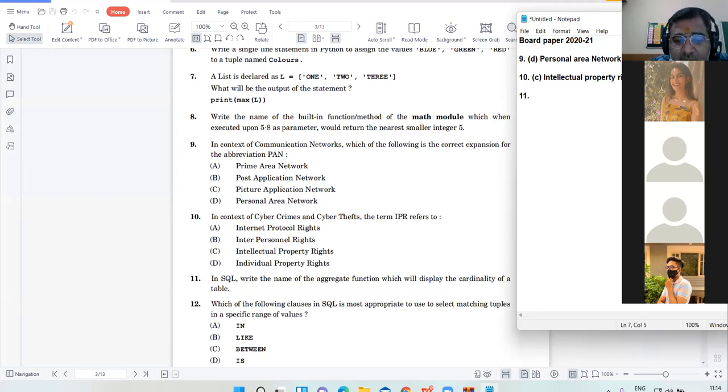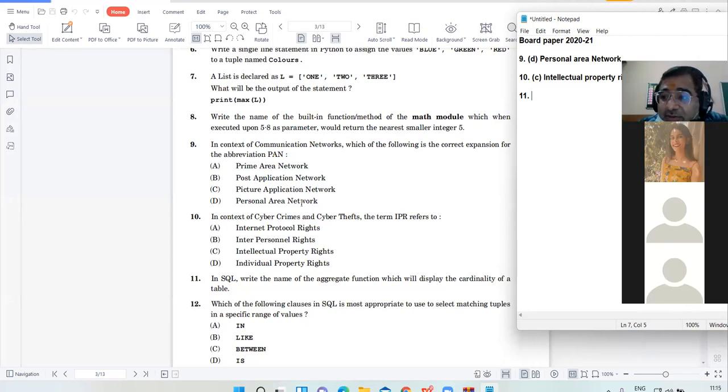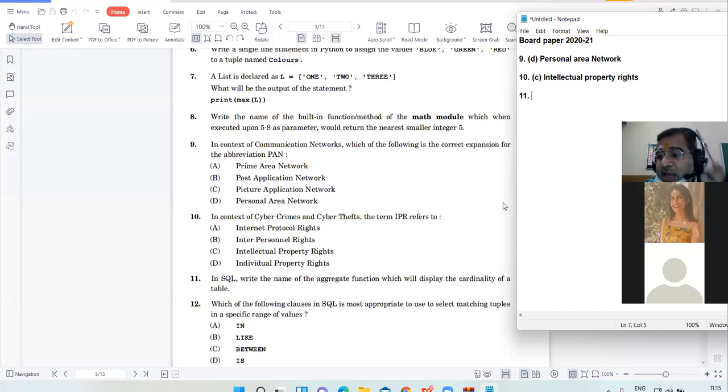Eleventh question. In SQL write the name of the aggregate function which will display the cardinality of the table. Cardinality, you understand na? Total number of rows or records. Which aggregate function represents cardinality? Total number of records. And this you have done so many times in the group by command. I have given you such a close hint. Now raise your hands. Yes Mohit.